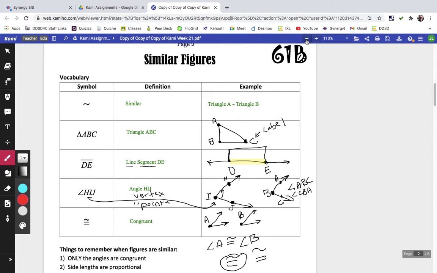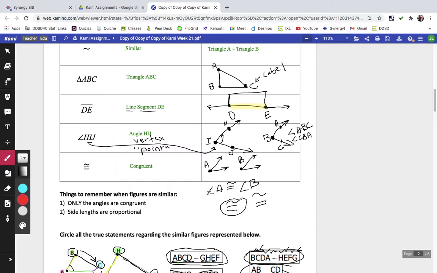So there is the symbol for similar, the symbol for triangle, the symbol for a line segment, for an angle. And remember that the vertex has to be the third. If you're going to use 3 letters, it has to be the second letter, the vertex, or the sharp, pointy part of the angle. And if I'm just reading right here, this is angle A is congruent to angle B. That means they're both similar and equal in measurement.